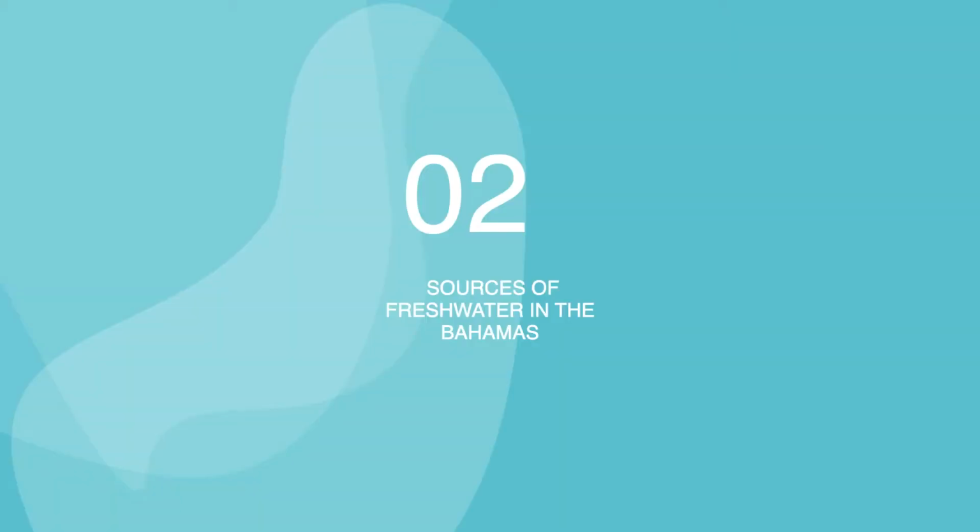So let's talk about sources of fresh water in the Bahamas. Earlier, we spoke about how water is unevenly distributed throughout the world, but water is also unevenly distributed right here throughout the islands of the Bahamas. The difference in our location affects where our water comes from. Here in the Bahamas, we have multiple sources of fresh water, which vary on the different islands.